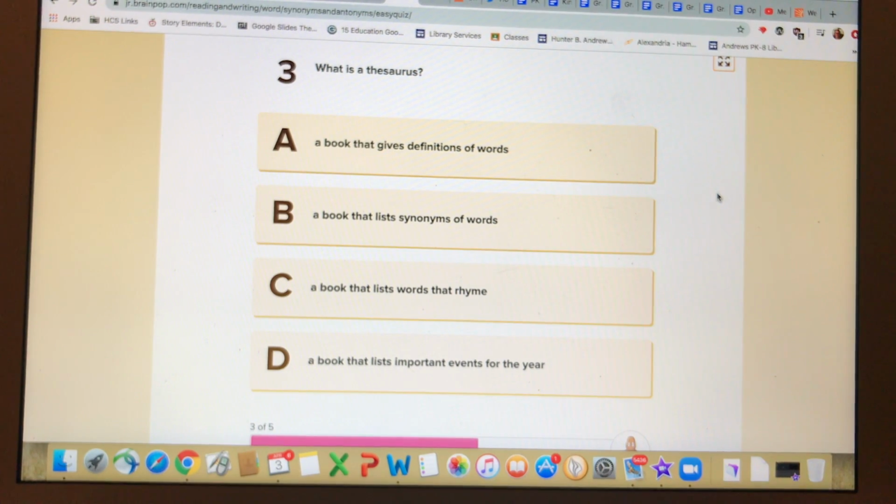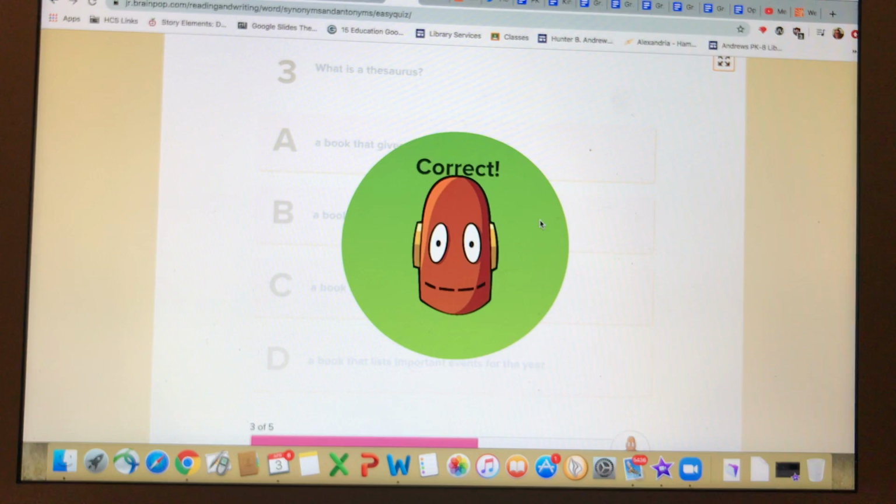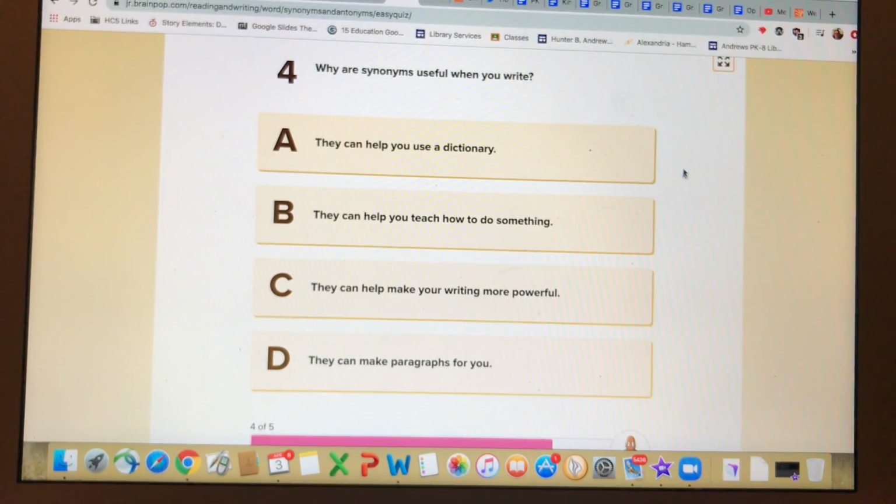What is a thesaurus? Is it a book that gives definitions of words? No, we said that was a dictionary. A book that lists synonyms of words? Maybe. A book that lists words that rhyme? No, didn't say anything about rhyming. A book that lists important events for the year? No, but it did talk about synonyms. Remember, words that mean the same. A book that lists synonyms of words. Good job.